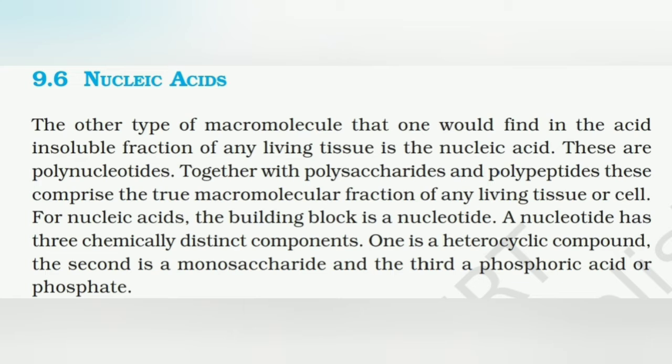Next is nucleic acid. The other type of macromolecule that one would find in the acid insoluble fraction of any living tissue is the nucleic acid. These are polynucleotides. Together with the polysaccharides and polypeptides, these comprise the true macromolecular fraction of any living tissue or cell. For nucleic acids, the building block is the nucleotide. A nucleotide has three chemically distinct components. One is a heterocyclic compound, the second is a monosaccharide, and the third is phosphoric acid or phosphate.